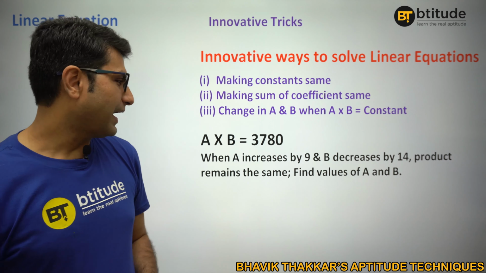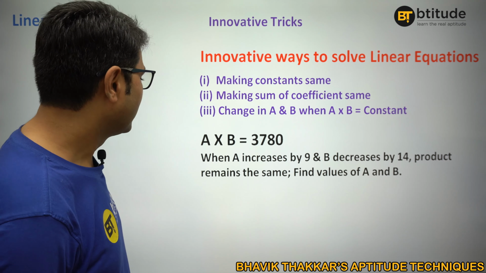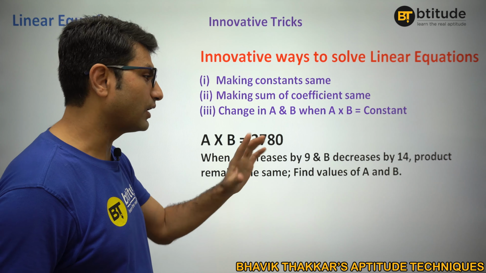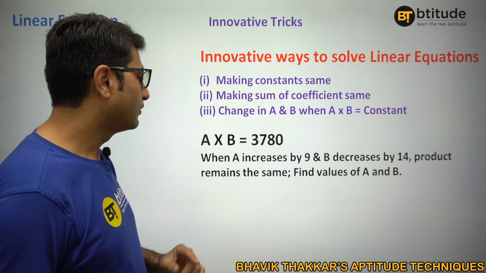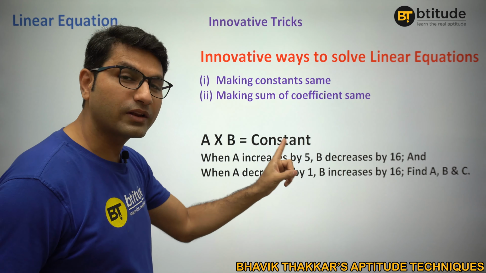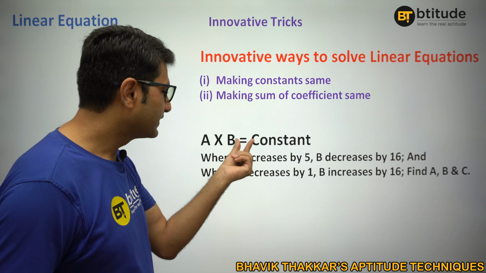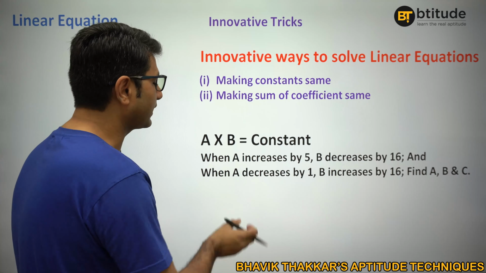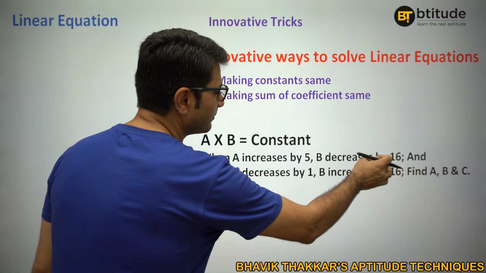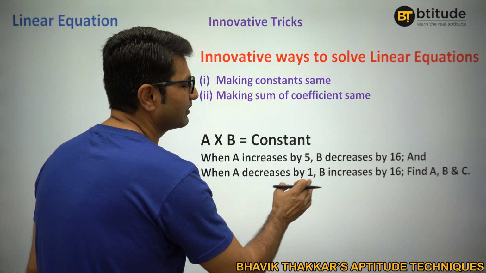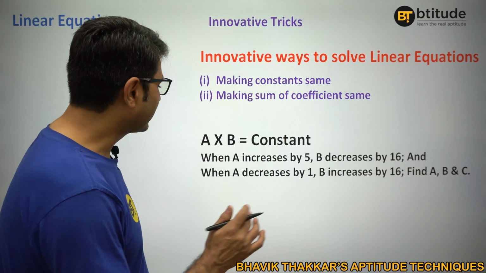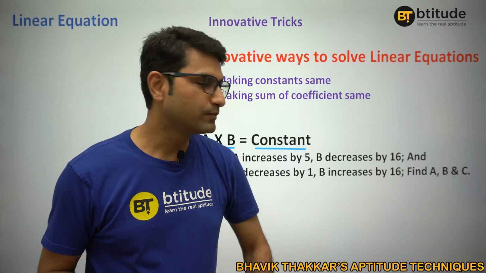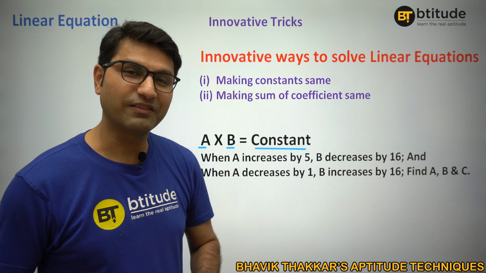All right. The last category where you will be given this kind of data. A into B is 3. Now look, this is already something we solved. What about this one? We are just not given the value. Whether it is 3780, it could be anything. And then we are given two different pieces of data. If A increases by 5, B decreases by 16. And when A decreases by 1, B increases by 16. And now find all the values A, B and this C, whatever the constant, we call it C. So how will you be able to find all those three values?